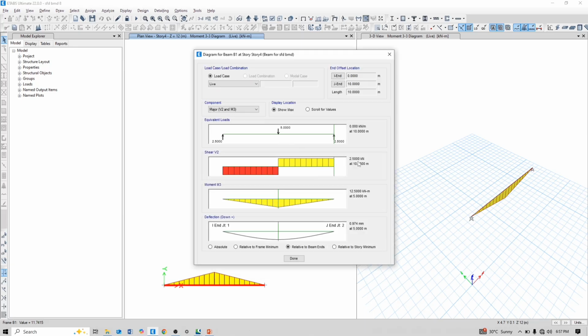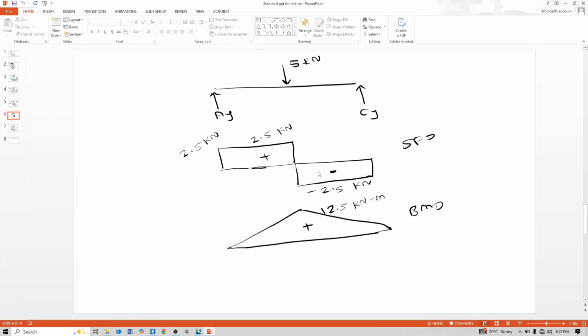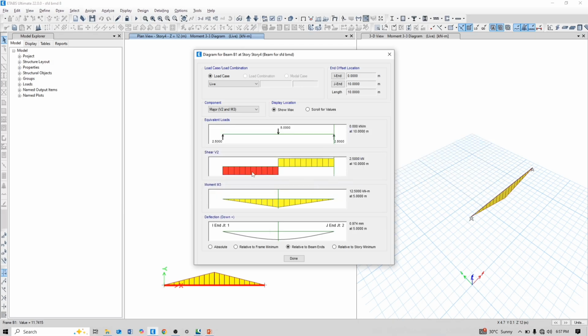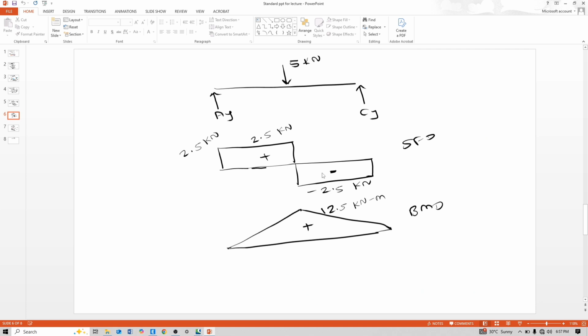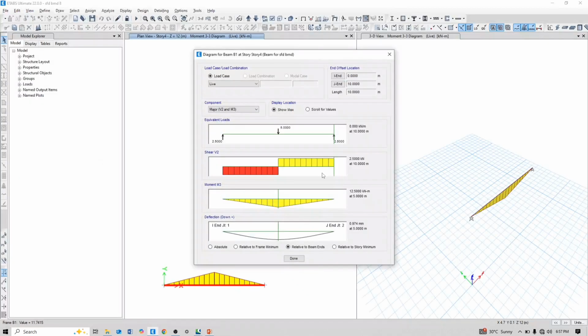See shear 2.5 kN here. Here shear 2.5 kN. Our shear is also 2.5 kN. See the ETABS software sign convention. From the start it is negative 2.5 and at the end it is positive 2.5. So sign convention is different while calculating. And here bending moment is also 12.5 kN meter. Here ETABS software also gives us deflection 0.974 mm.